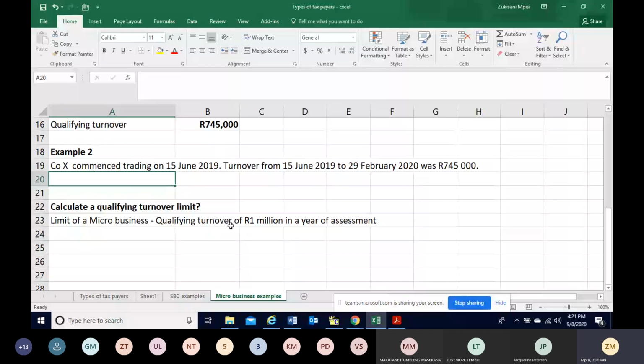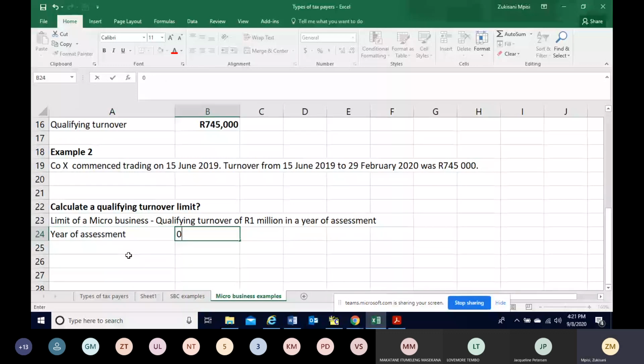Remember, a year of assessment in this case would have started on the 1st of March 2019 to the 29th of February 2020. This is what a year of assessment is. It is these 12 months in which SARS annually assesses a micro business. Now, when you are calculating an annual or a qualifying turnover limit in a year of assessment, you have also to take cognizance of the period in which the limit applies.